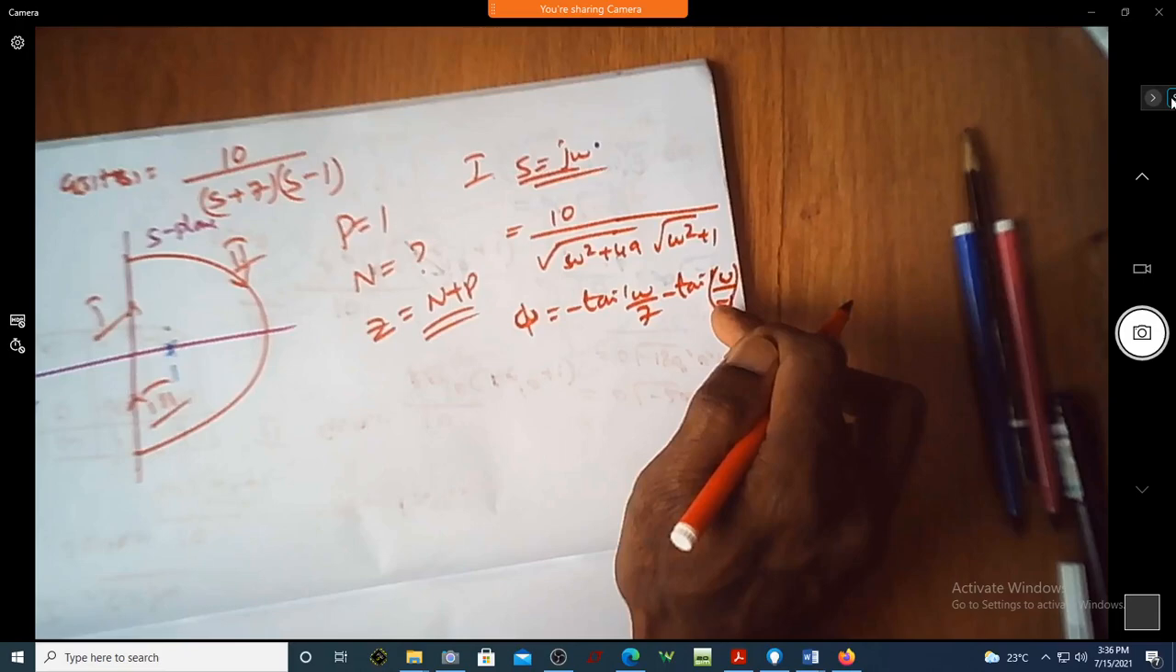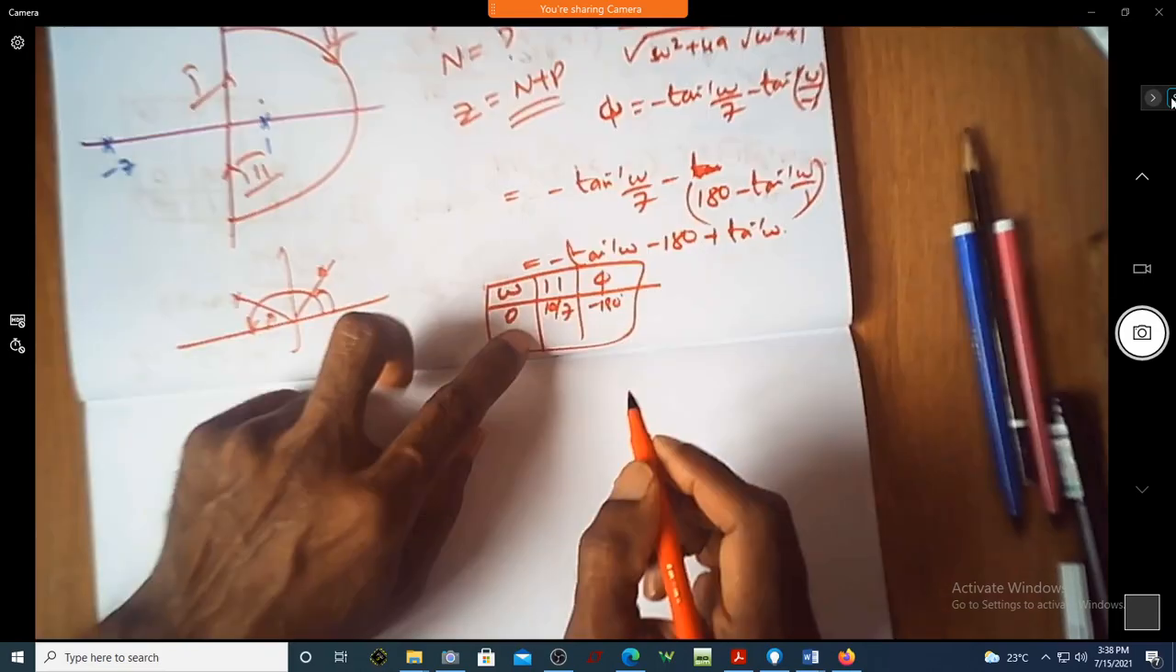So let us find out, for different values of omega, what is magnitude and phase. Shall we do that? Yes, sir. At omega 0 and infinity. At 0, is it not 10 by 7? 10 by 7, 1.42. Okay, how about the phase? It will be minus 180, is it not minus 180?